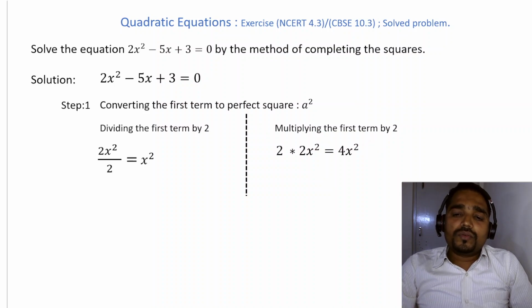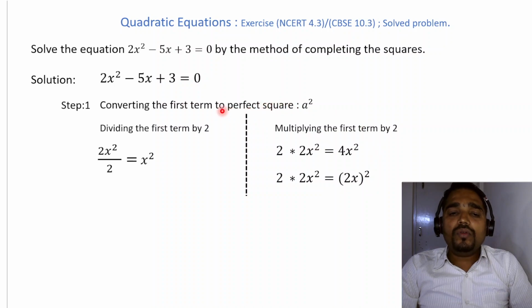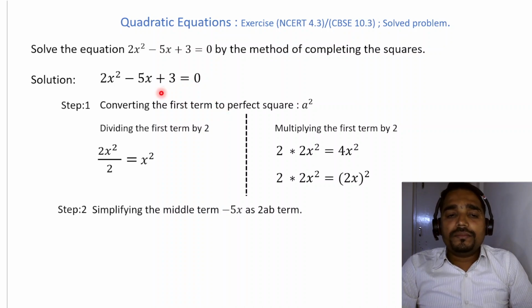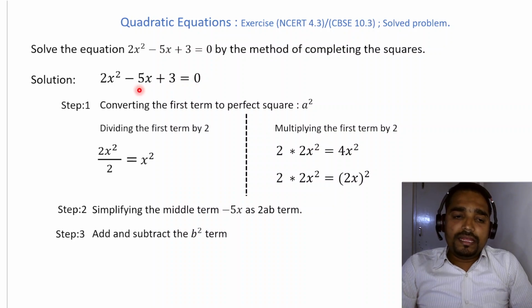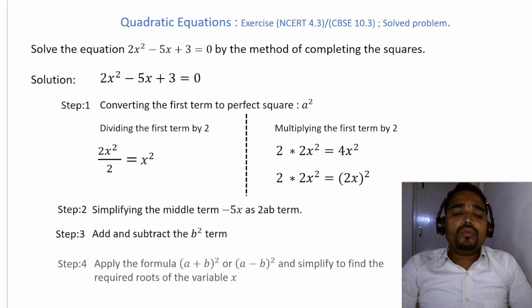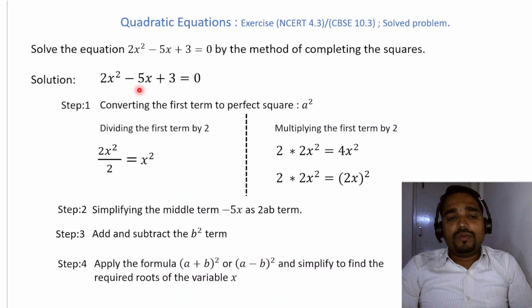Also 4x square can be rewritten as 2x whole square. Because there is a whole square term here, it is a perfect square. So this is the first step, the conversion of the first term to a perfect square. The second step is rearrangement of the second term as the 2ab term. The third step is to add and subtract b square, and finally step number 4 is to apply the formula a plus b whole square or a minus b whole square.